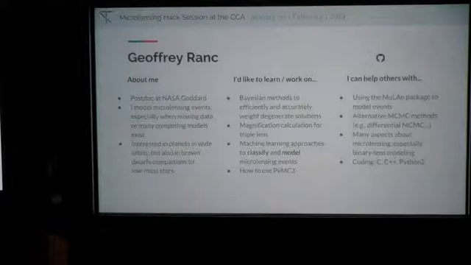So actually, Geoffrey has left, and now it's Clément Ranc. The shutdown is finished. So I'm Clément Ranc. I'm a postdoc at NASA Goddard. I mostly work on microlensing modeling, and I'm very interested in planets on wide orbits and brown dwarfs orbiting stars, low mass stars especially.